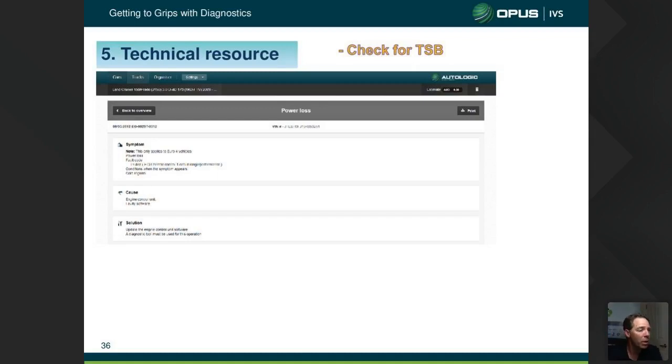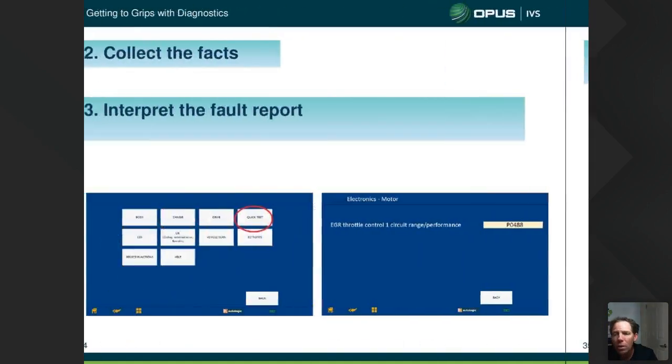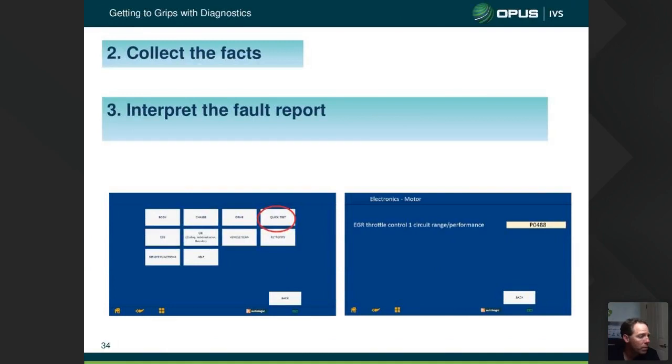Okay, so there's a TSB, and this TSB comes from the AutoLogic guided data. So it is the diesel, the 1KD-FTV engine, which is a pretty popular 4-cylinder diesel motor. So when we put that fault code in, it comes up with this TSB. And the symptom says, this only applies to Euro 4 vehicles. Okay, that's us. A power loss, fault code P0488 EGR throttle control 1 circuit range performance. If I just quickly go back, that's the code we've got.